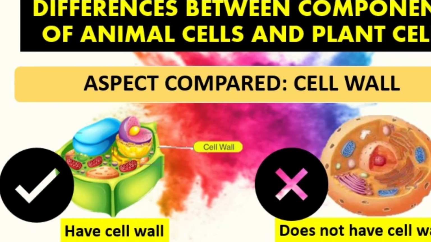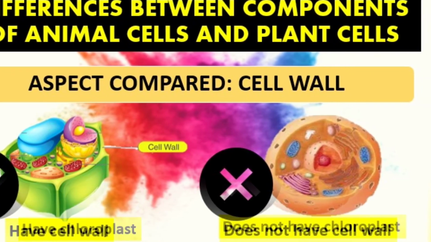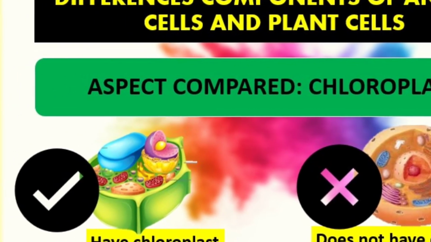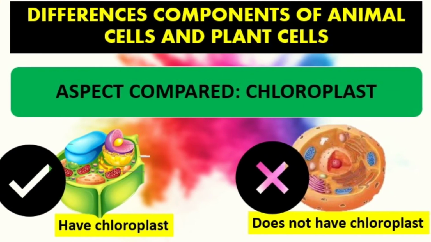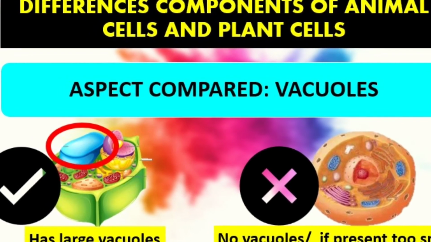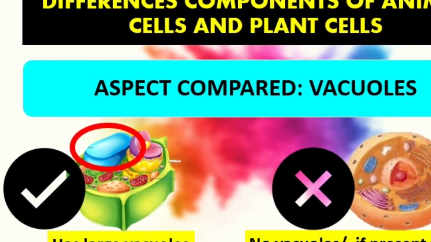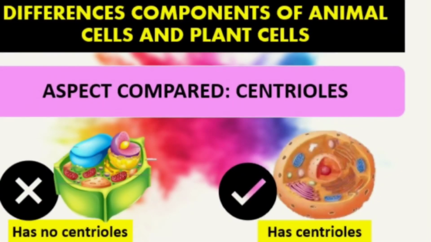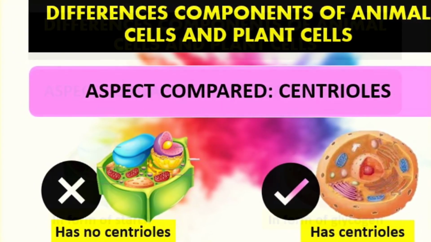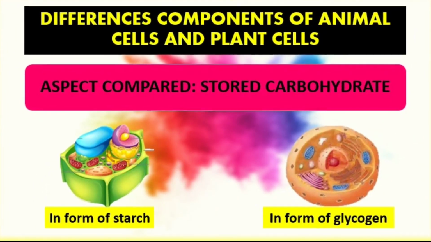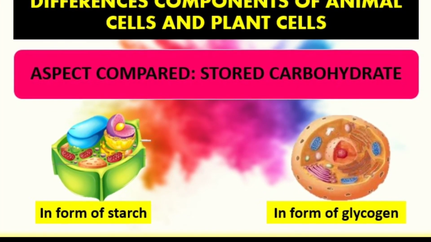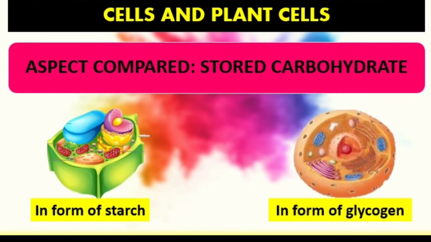Plant cells have a cell wall, meanwhile animal cells do not have a cell wall. Plant cells have chloroplasts, but animal cells do not have chloroplasts. Another aspect compared is the vacuole. In animal cells, there is no vacuole, or if present it is very small, meanwhile the plant cell has a large vacuole. The centriole does not exist in the plant cell, meanwhile it is present in animal cells. Last but not least, the stored carbohydrate in plant cells is in the form of starch. Meanwhile, in animal cells, the stored carbohydrate is in the form of glycogen.